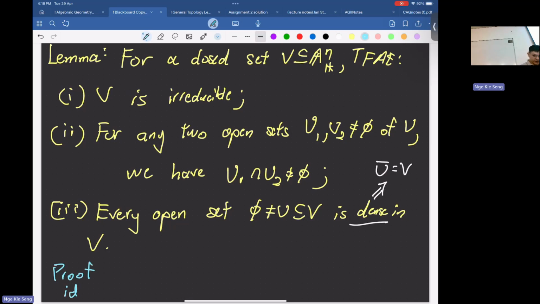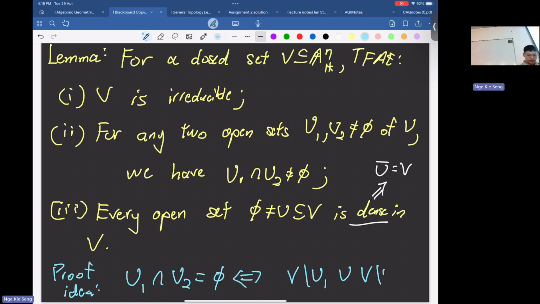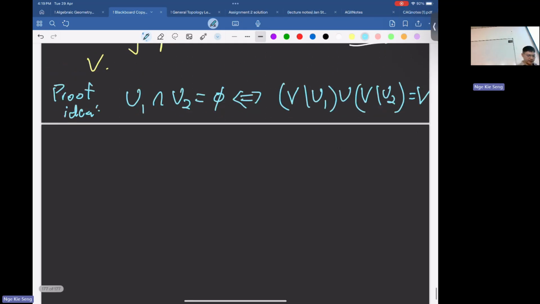So proof idea here. If you have U1 intersect U2, it's empty. What does this mean? You can take V minus U1, which is closed, union with V minus U2, also closed. These two should have non-empty intersection, but these two added together is just V. So basically you can use these two concepts to split out your V.